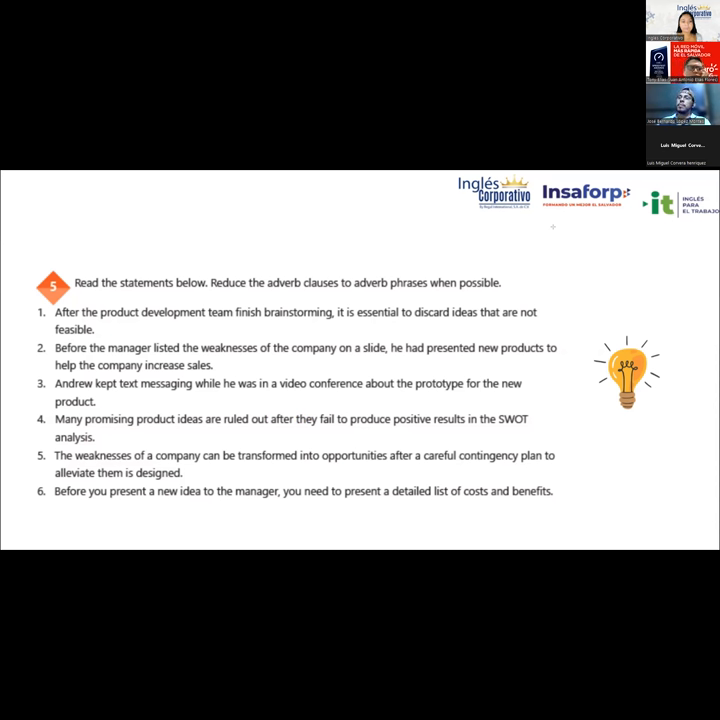Correct. Okay. Perfect. With ing or without ing? Oh, with ing, before presenting a new idea to the manager. Need to present. This is my confusion. When you eliminate the verb to be and use the gerund, and when you only delete the verb to be?